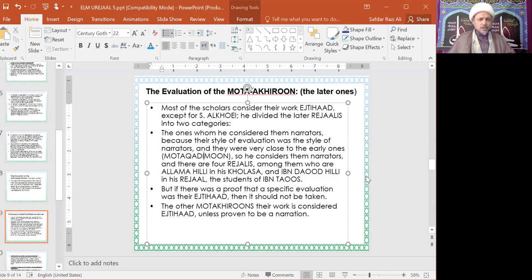He divided the later Rijalis, those after Sheikh al-Tusi, and considered many of them narrators, because their style of evaluation was the style of the narrators, and they were very close to the early ones, the mutaqaddimun. So he considers them narrators, even after Sheikh al-Tusi, quite a significant number of scholars. This is his unique opinion. Why? Because their methodology was narrations. Rarely did they do ijtihad.